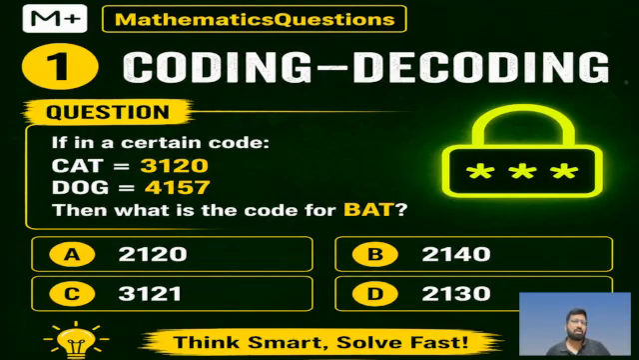The question is on the logical and reasoning question about coding and decoding. The question is, if in a certain code CAT equals 3120 and DOG equals 4157, then what is the code for BAT? Options are 2120, 2140, 3121 and 2130. Pause the video, try this question, then we will look at the solution.